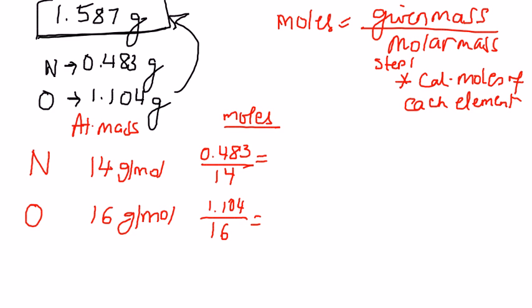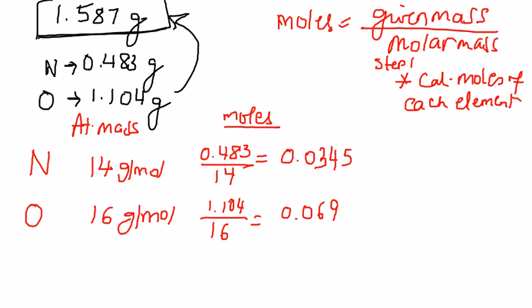And when you run the math, you should get 0.0345. Realize we started with 3 significant figures, so we are going to stick to that. For the second case, the case of oxygen, you're going to get 1.104 divided by 16, which should be 0.069. So these are the ratios that we have obtained for the case of nitrogen and oxygen.